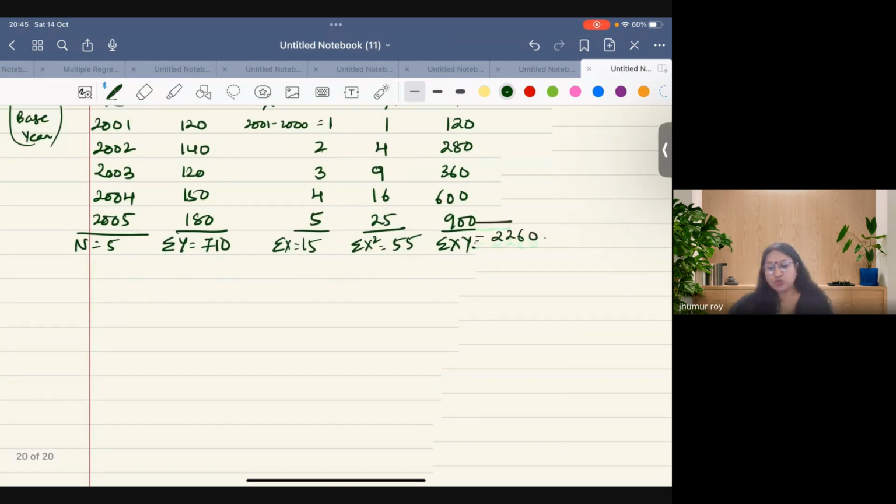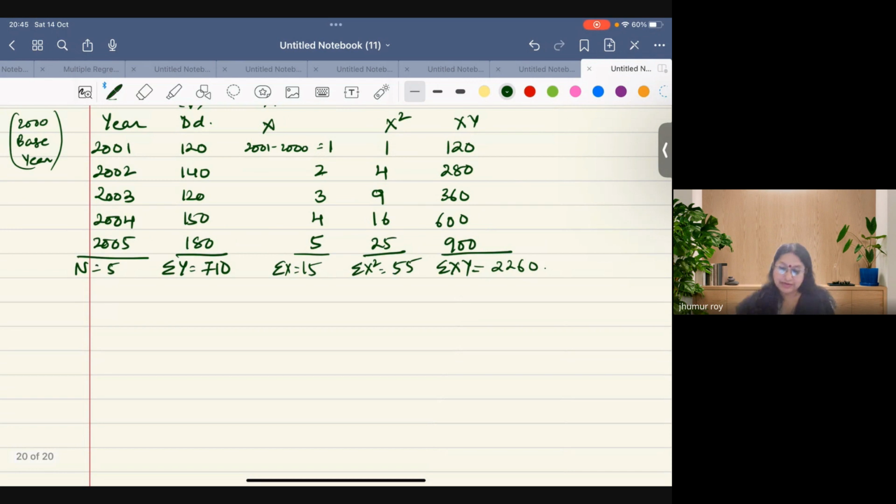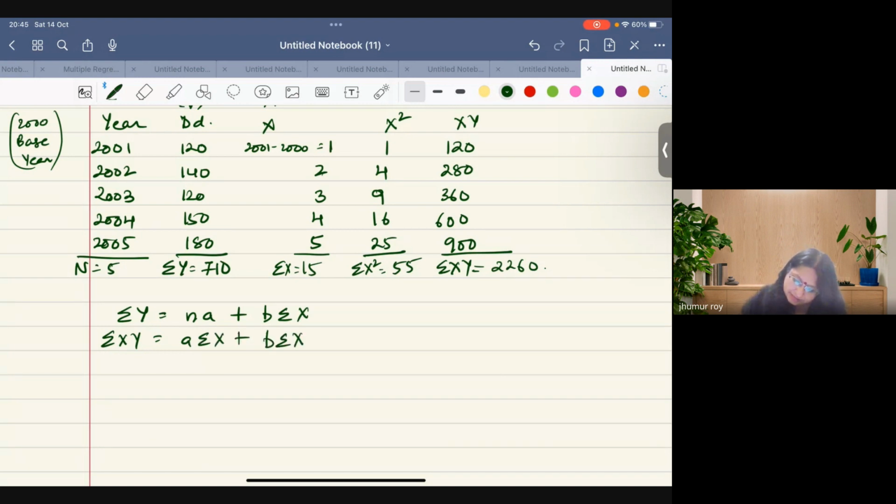Now there are two line equations which we will use to calculate the values of B1 and B2. So that is very important. I'll just explain that to you. So you've got sigma y is equal to NA plus B sigma x, and sigma xy is equal to A sigma x plus B sigma x square. Okay, so these are the two equations we want to solve to get the values.